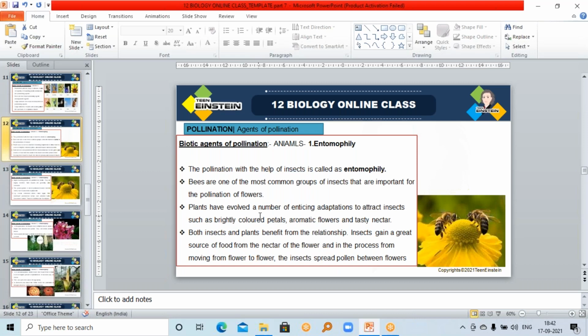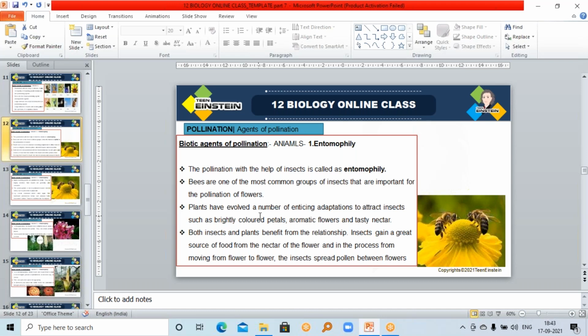So among the biotic agents of pollination, the first one that we are going to discuss now is entomophily. Entomophily is the pollination with the help of insects. We have already told, entomophily means pollination with the help of insects.